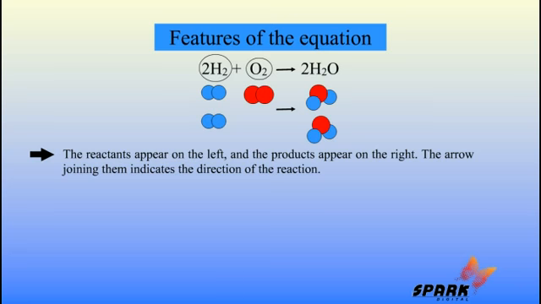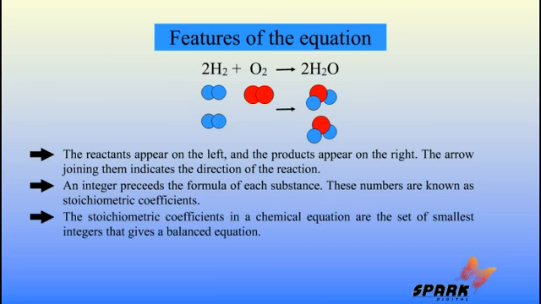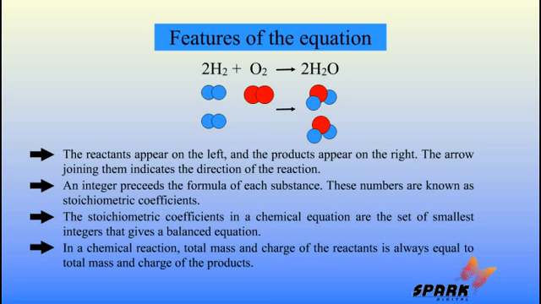The reactants appear on the left and the products appear on the right. The arrow joining them indicates the direction of the reaction. An integer precedes the formula of each substance. These numbers are known as stoichiometric coefficients. The stoichiometric coefficients in a chemical equation are the set of smallest integers that give a balanced equation. In a chemical reaction, the total mass and charge of the reactants is always equal to the total mass and charge of products.